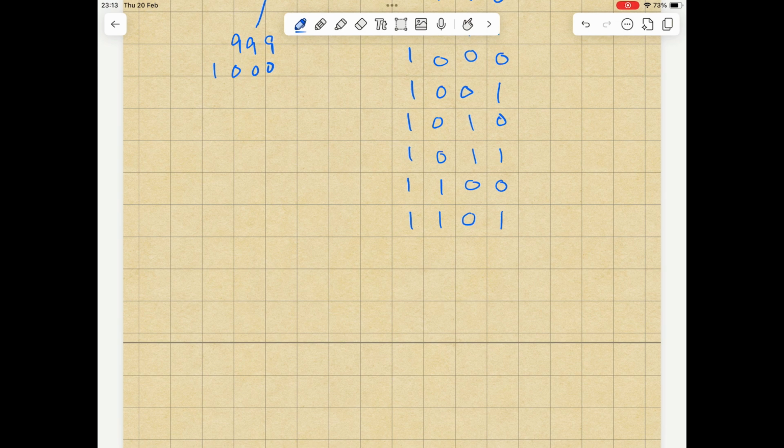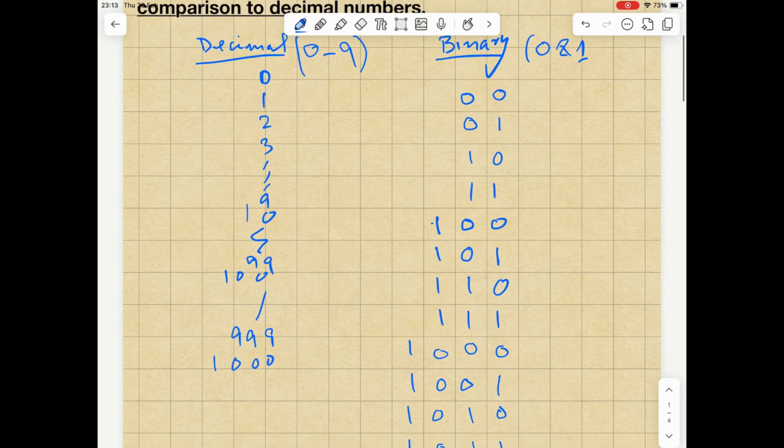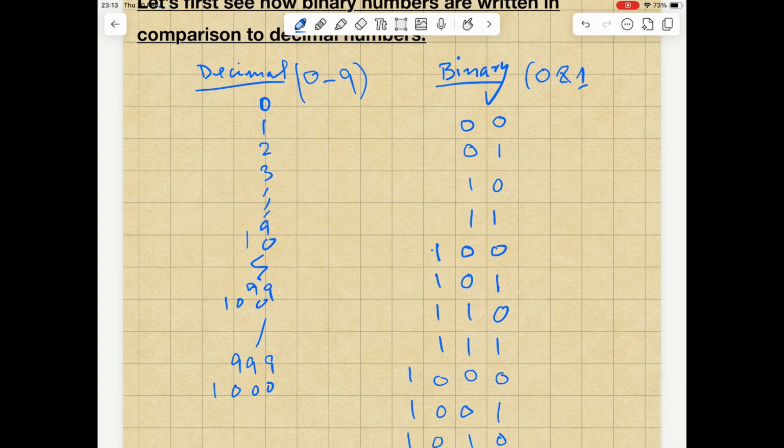And then it goes 1 1 0 1, 1 1 1 0, and then 1 1 1 1. Yeah, so that's how they carry on going.